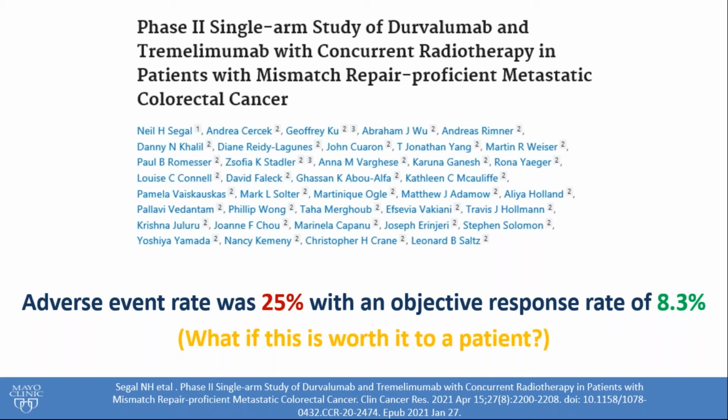And here's an example of a phase 2 single-arm study with Nivolumab and tremelimumab with concurrent radiotherapy in patients with basically immunologically cold colorectal cancer mets. Can we rev them up to get the immunotherapy to work? So the adverse event rate was 25% with an objective response rate that was lower than anticipated at 8.3%. Now this is for lesions that were not radiated. However, again, this may be worth it to the patient if you find the ones that have the 8.3%, because it tends to be a really nice response. So the real thing that we'll have to do is try to find out who those folks are so that we can get through some of the administrative hurdles of trying to do these studies. Next slide.